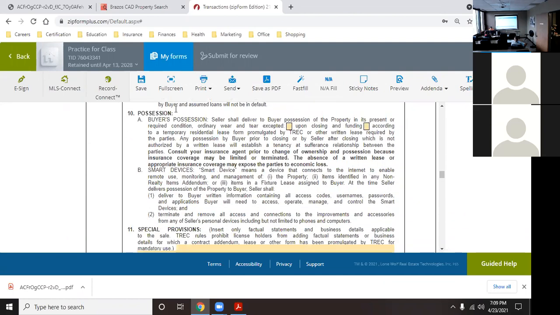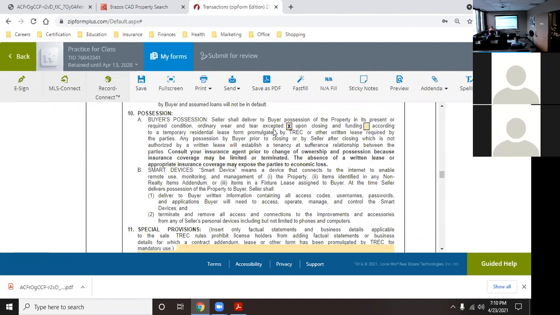Possession. So here, buyer's possession. Seller shall deliver to buyer possession of the property in its present or required condition, ordinary wear and tear expected, upon closing and funding. Now, ordinary wear and tear expected, that does not mean that a wall is missing or that the house was flooded. That is not ordinary wear and tear. But if you are selling a property that is older and you lived in the house for a while and then they come in and they notice there's some scuff marks on the floor because somebody walked in with their shoes off, that's normal. That's ordinary.